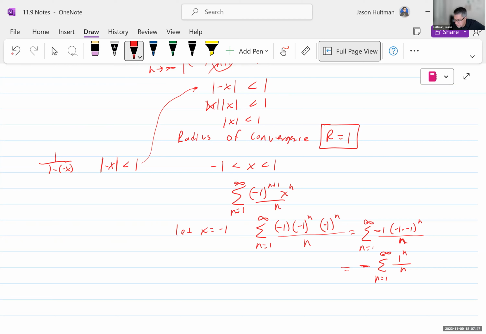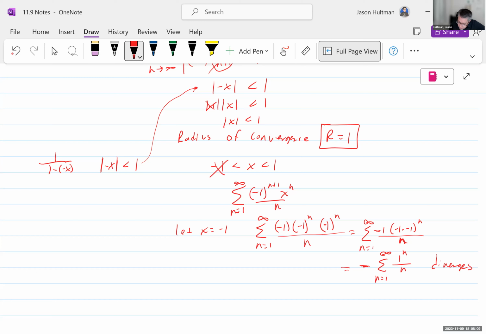So this is the harmonic series, and it diverges. You know, the sum is going to go to negative infinity instead of infinity, but it still diverges. Okay, so -1 is out.